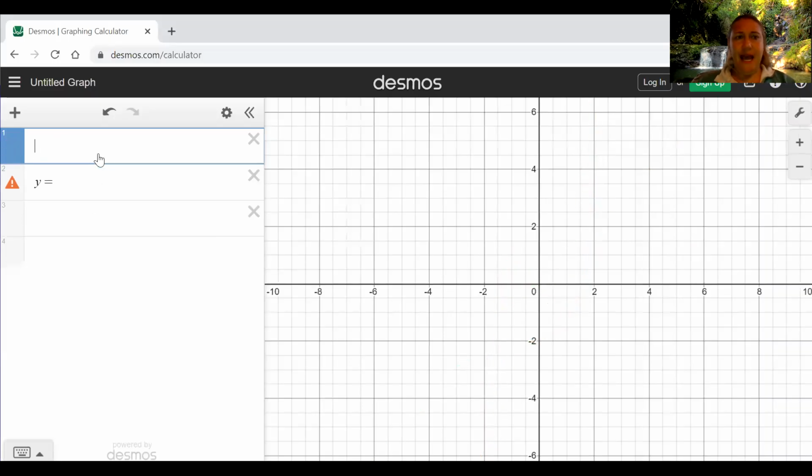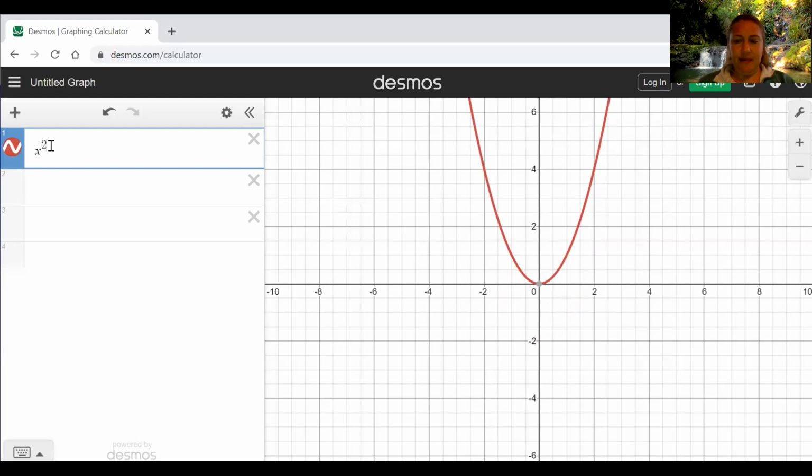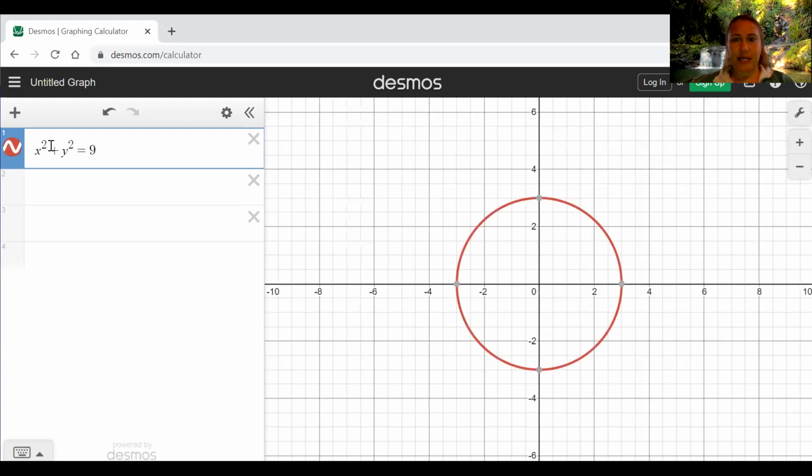What I have there is not a function. It's not in the form y equals. Your TI 83s and 84s will only graph something in the form y equals. So watch this beautiful thing that can happen on Desmos. It will graph that. I can type that right in, and it's a circle. I hope you recognize that. It's a circle centered at the origin, and the radius is 3. We're going to review this in the next video clip.